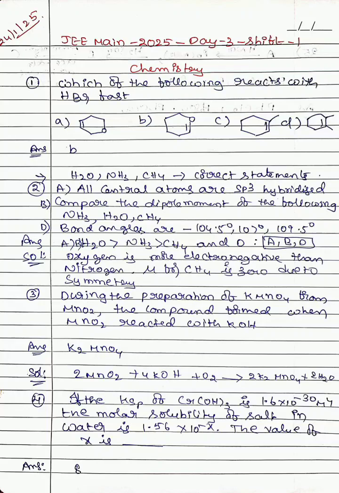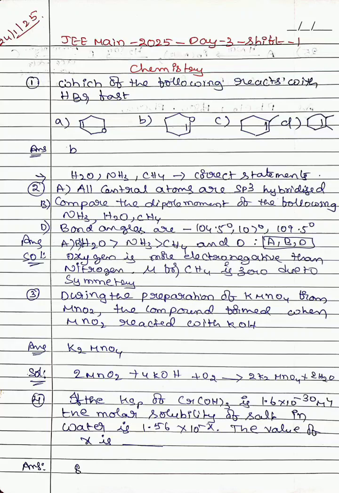Next question, during the preparation of KMnO4 from MnO2, the compound formed when MnO2 reacts with KOH, we know, is potassium manganate. We prepare potassium permanganate from potassium manganate in the second step, right? Here is the balanced equation.